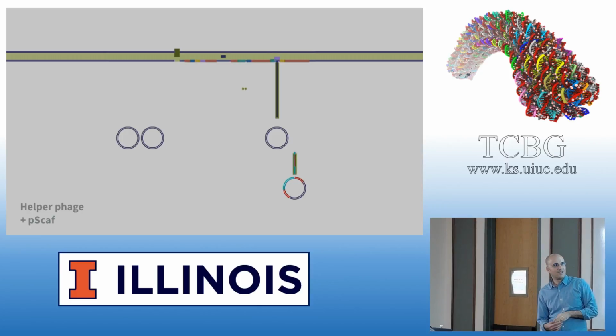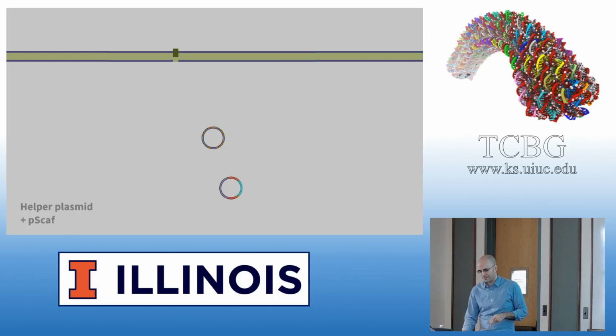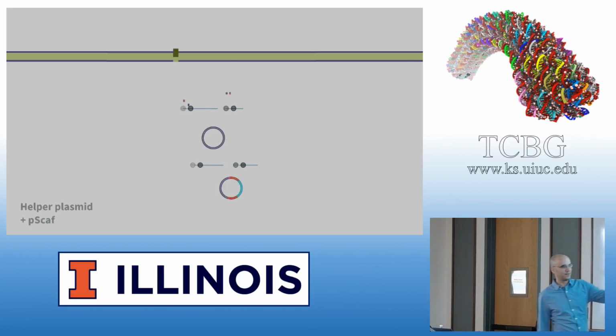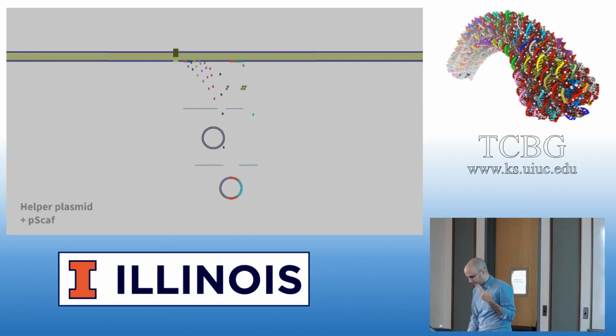So then you still get a helper phage, and then pScaf, and then if you use this helper plasmid system, there's another system that doesn't get exported, so we combine that with our system. So basically what you end up getting is just whatever sequence you cloned in here, plus just one copy of this, the M13 origin. Okay, so hopefully that made sense.